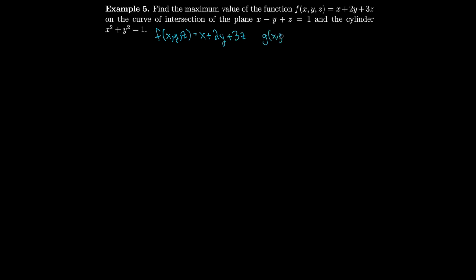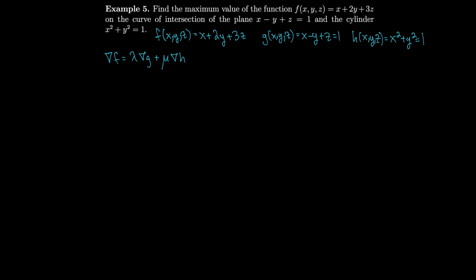We've got g of x, y, z, whereas that is equal to x minus y plus z equals 1, and h of x, y, z, and that's equal to x squared plus y squared equals 1. And we want to look at del f equal to some constant lambda times del g plus some other constant mu times del h. So this gives us 3 equations for partials and 2 for constraints.